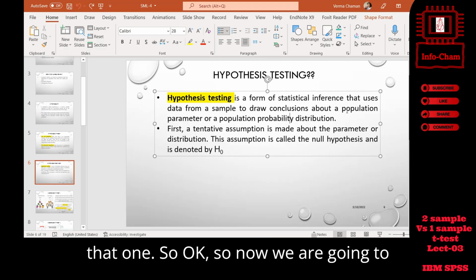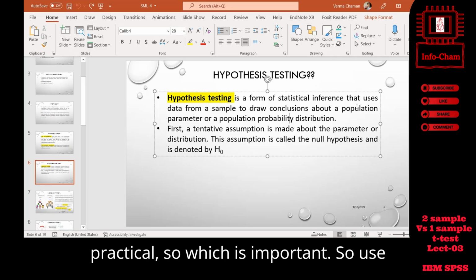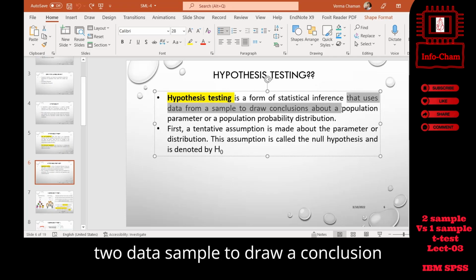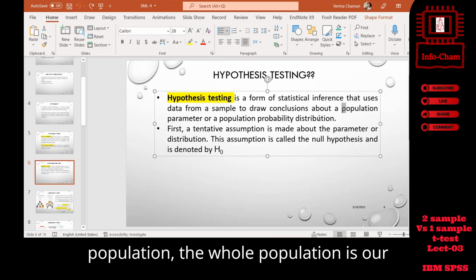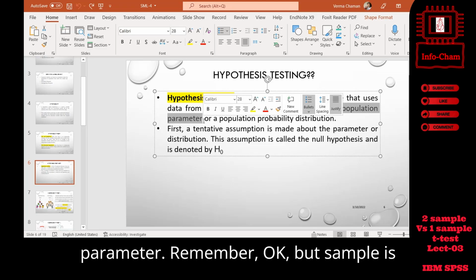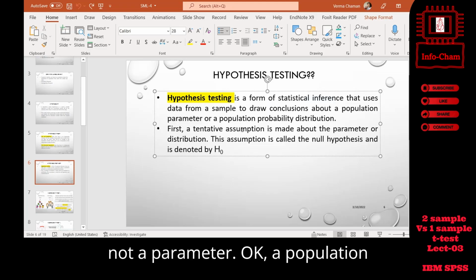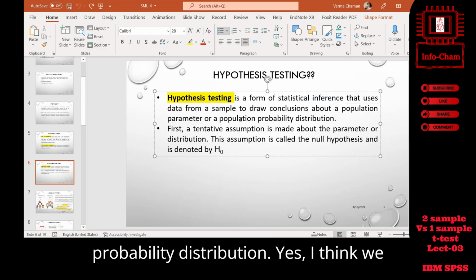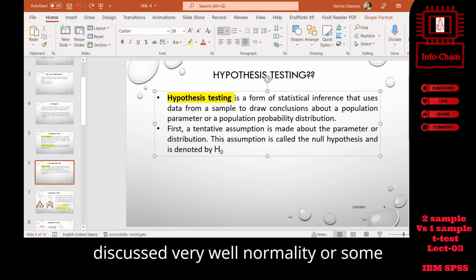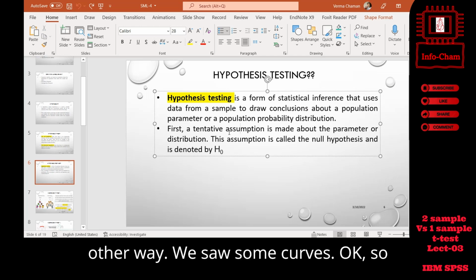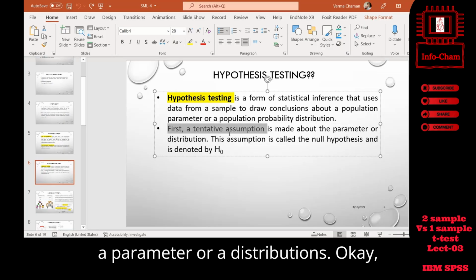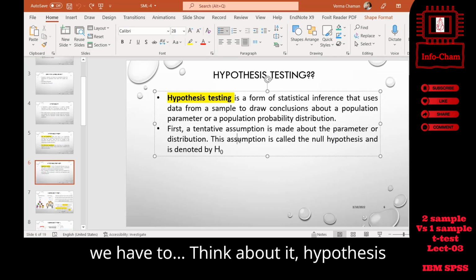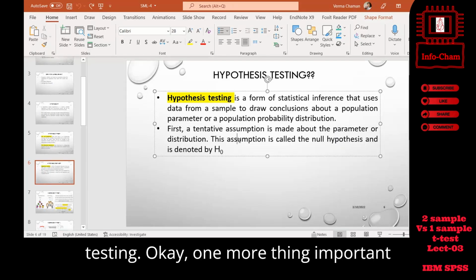Okay, so now everything is practical, which is important. We use a data sample to draw conclusions about a population parameter, right? The whole population is our parameter, remember. But a sample is not a parameter. A population probability distribution, I think we discussed very well, normality or some other curves. First, tentative assumptions are made about a parameter or distribution. We have to think about hypothesis testing.